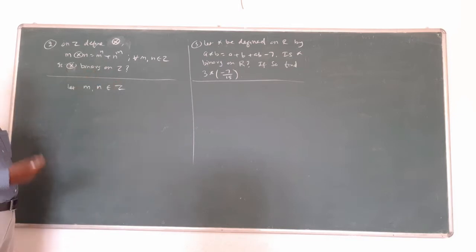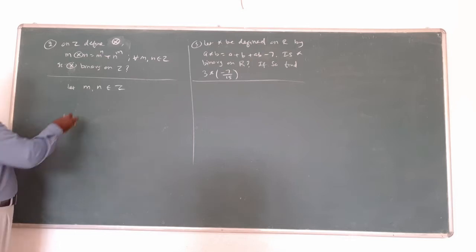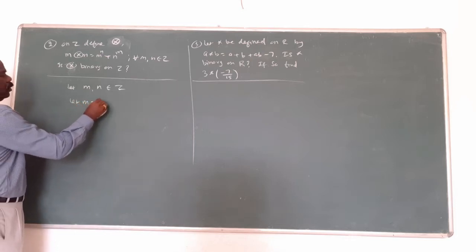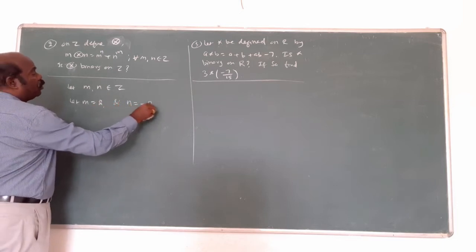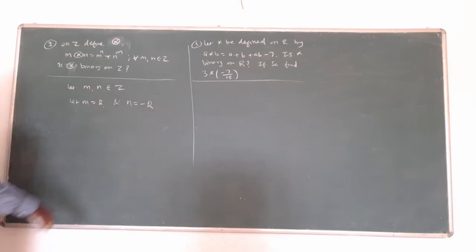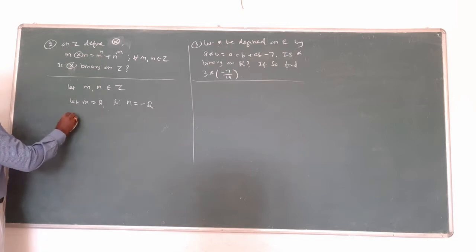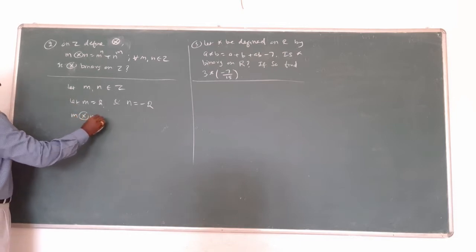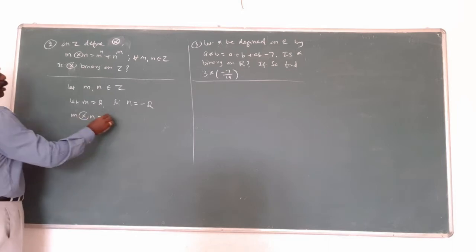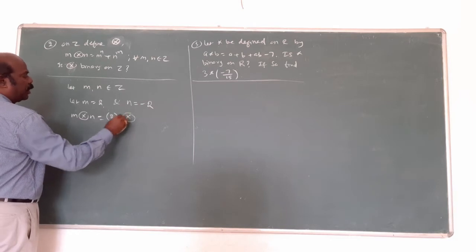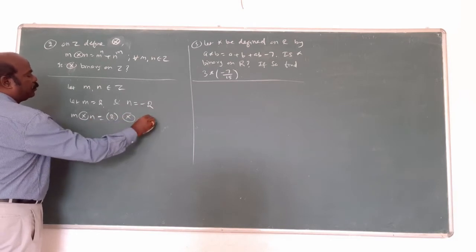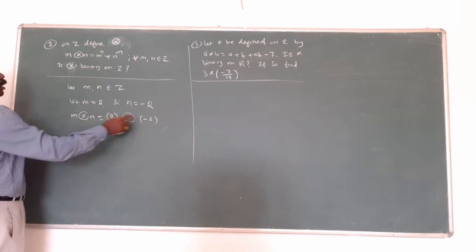That means I will assume some numbers. Now I want to give an example. I will take one number. Let m equal to 2, because this is an integer, and n equal to minus 2. This is also an integer. Now substitute here. m circle multiplication n is 2 circle multiplication minus 2. M is 2, n is minus 2.